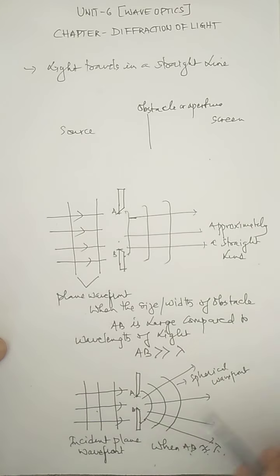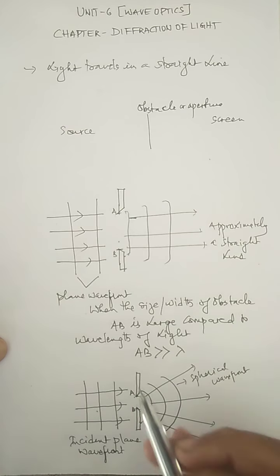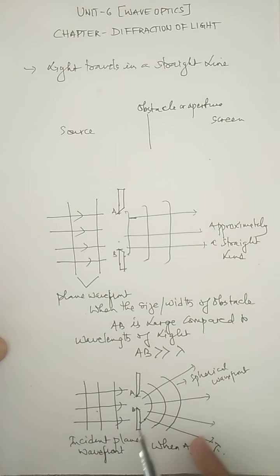So as a result, if you look at this diagram, the wave which emerges out from this small aperture will not move only in a straight line, but it also bends. That's why you can see there is a bending of light at the corner of an obstacle. And this is actually called diffraction of wave.